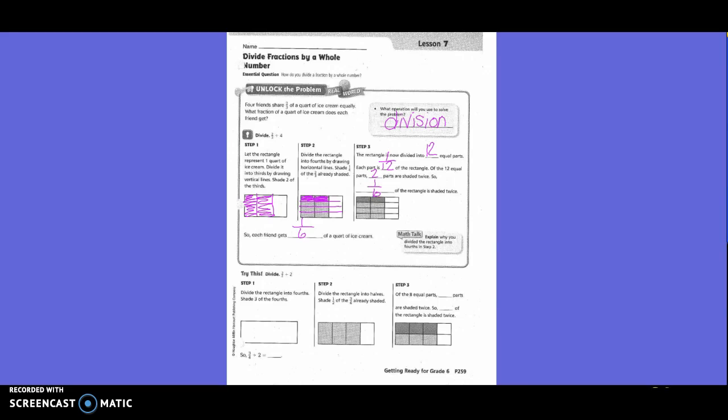Try this. 3/4 divided by 2. Divide the rectangle into 4. Shade 3 of the 4. So you just break it into 4 pieces. And then it says to shade 3 of those 4 pieces.